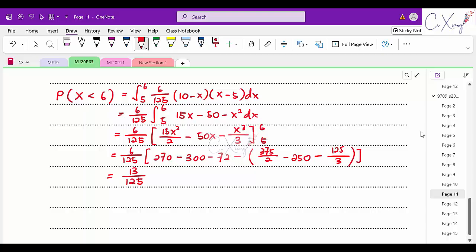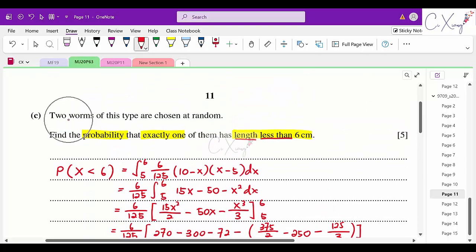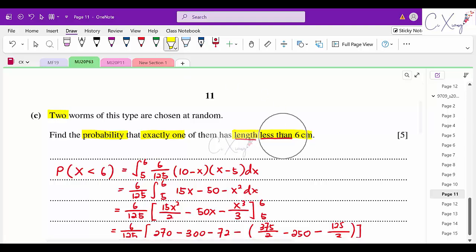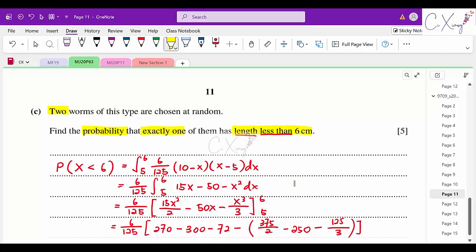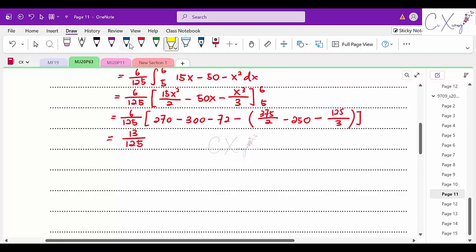Okay, all right. But of course, this is not the final answer yet because what do we have in the question? We are having two worms in total. Then one of the worms is less than 6 cm. Okay, all right. So how can we do this kind of question? Okay. So we can make it in this way.